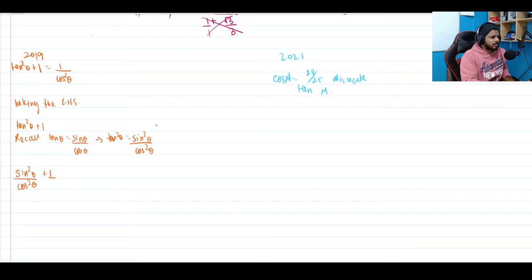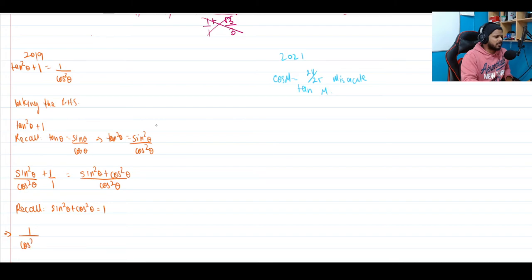I'll do my LCM, and you'll hear me referring to that often, whenever I add two fractions. So this is equal to sine squared theta plus cos squared theta over cos squared theta. Recall that sine squared theta plus cos squared theta is equal to 1. So the identity turns out to 1 over cos squared theta, which is the right hand side, QED.